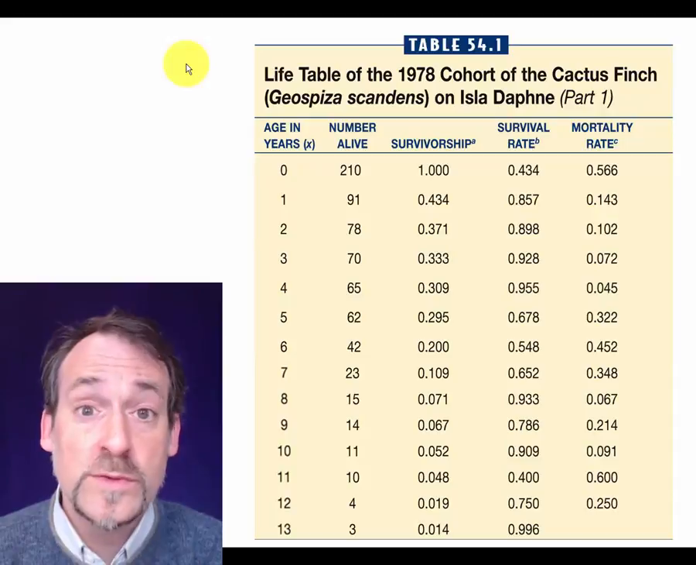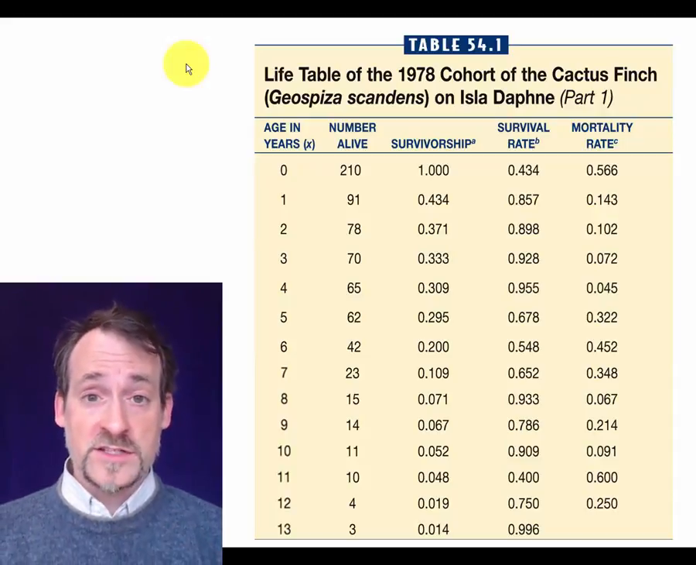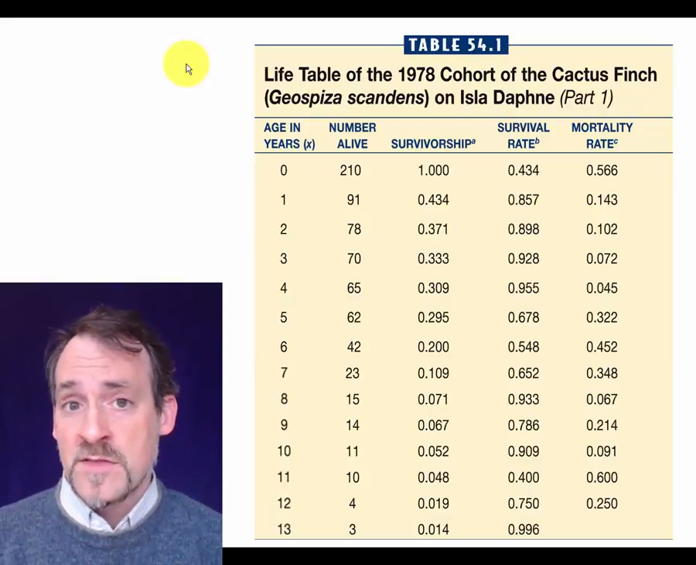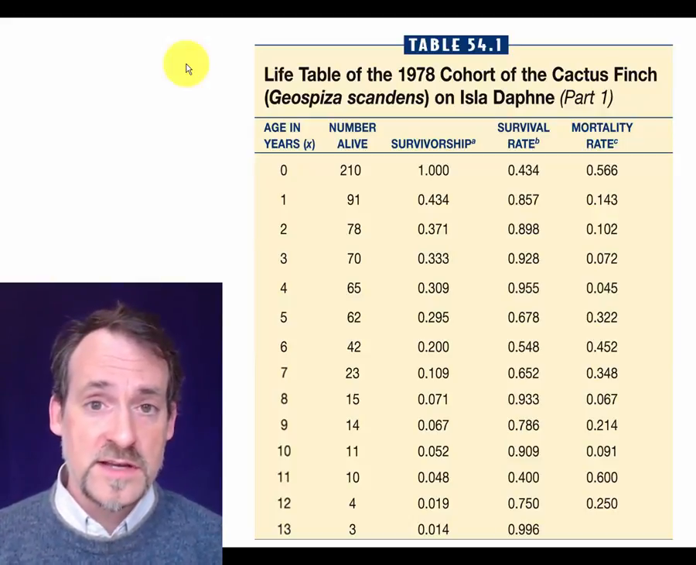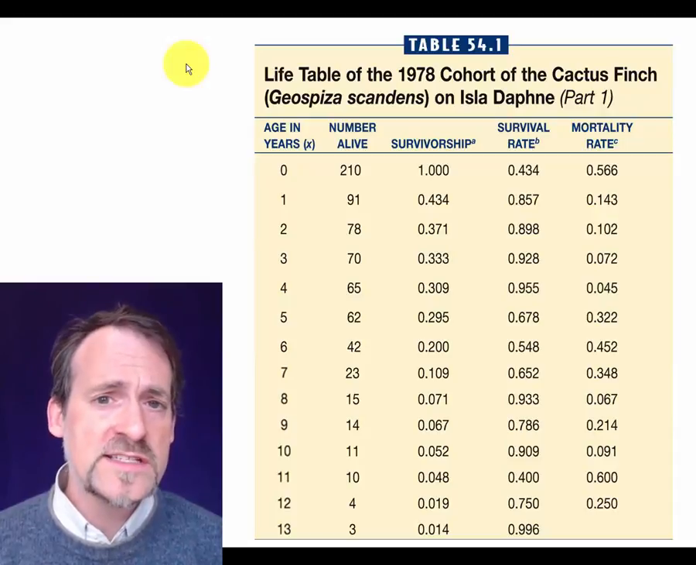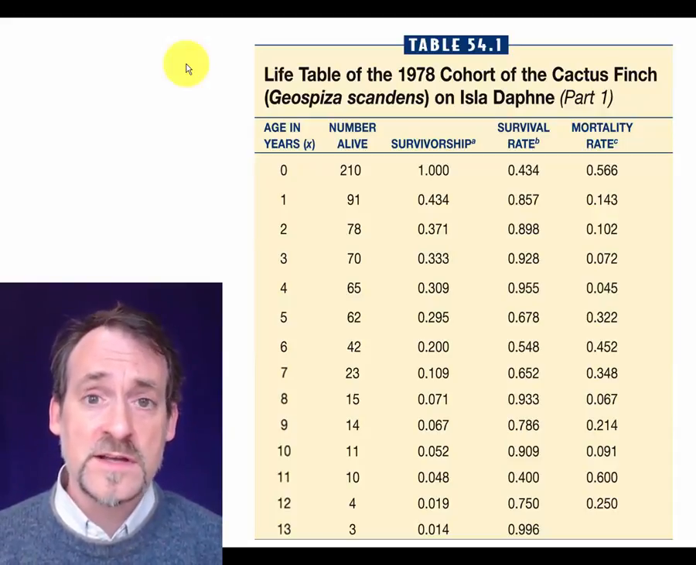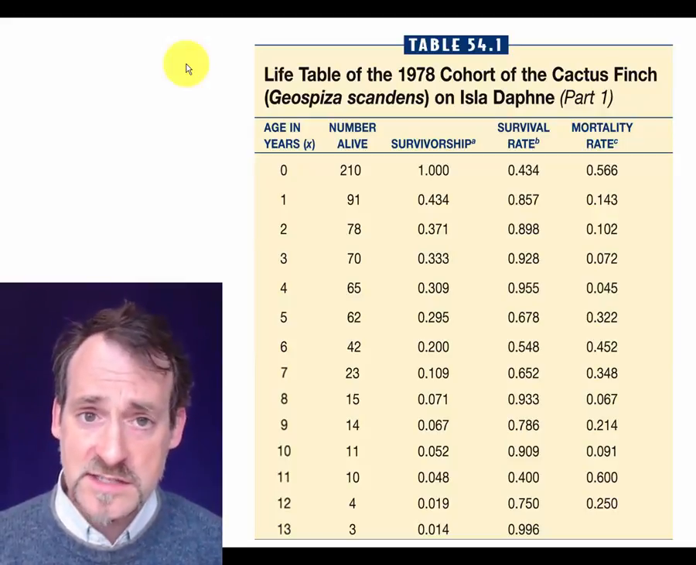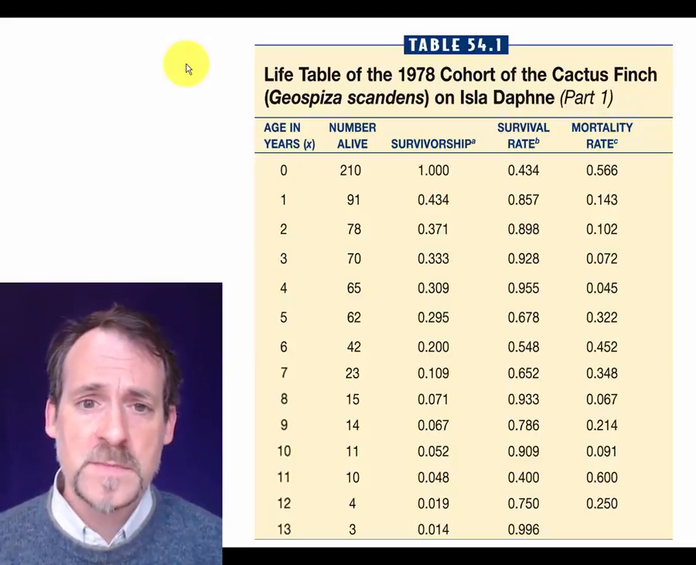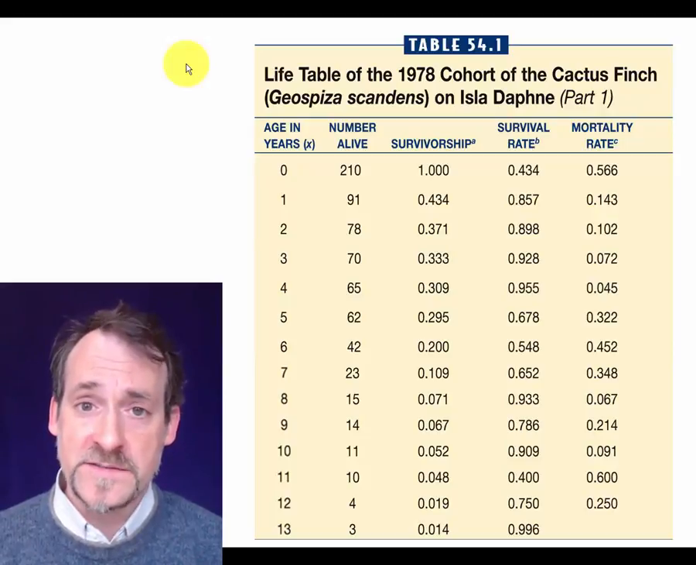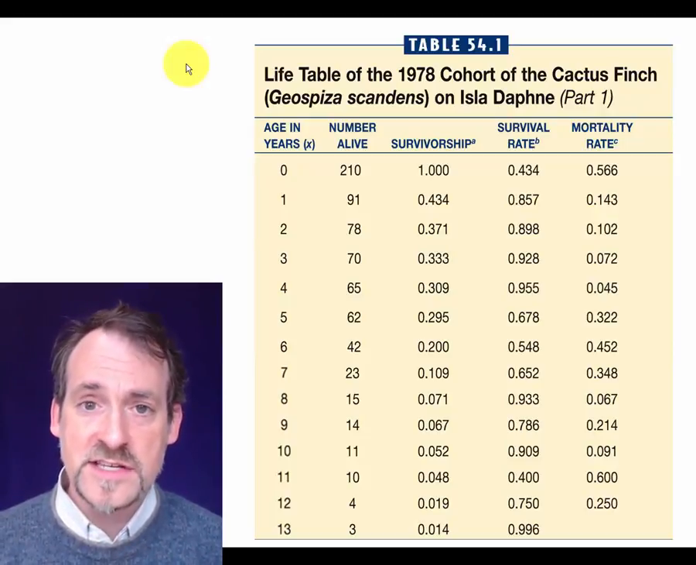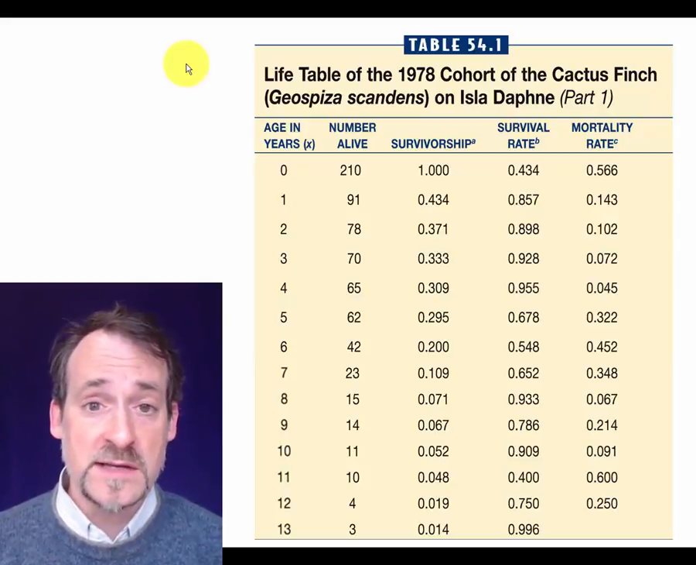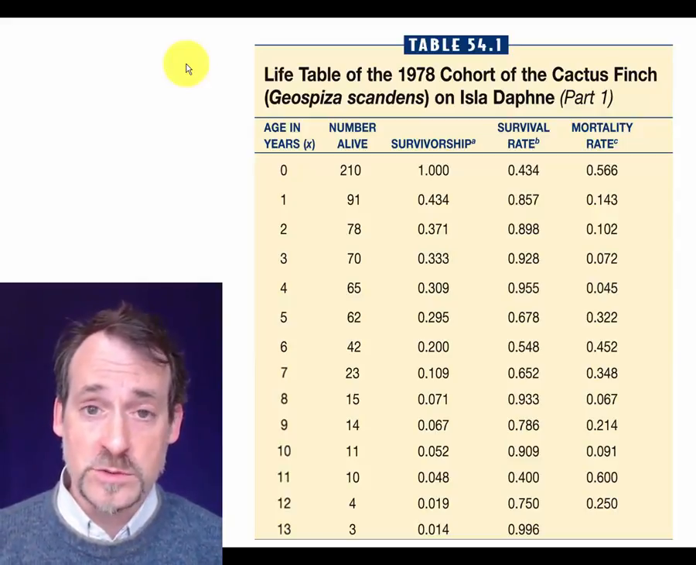When ecologists really want to know why a population is growing or shrinking, and they really want to do something about it, they study birth and death in a more detailed way, a way that takes account of the differences among individuals, particularly with respect to their sex and their age. What's shown here is what's called a life table. And this is a chart that keeps track of birth and death over the lifespan of a number of individuals.